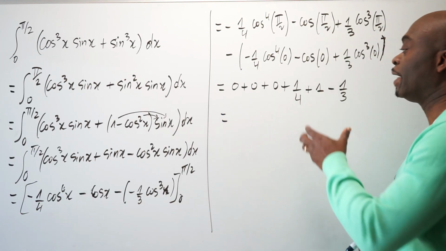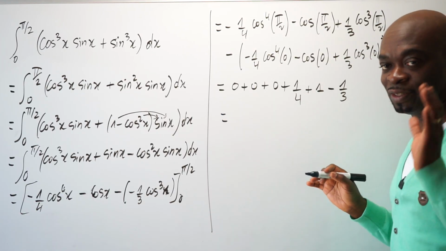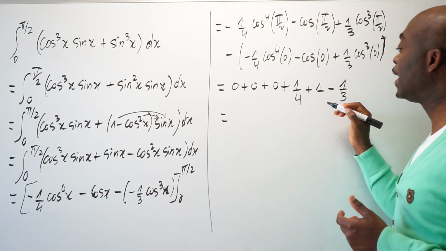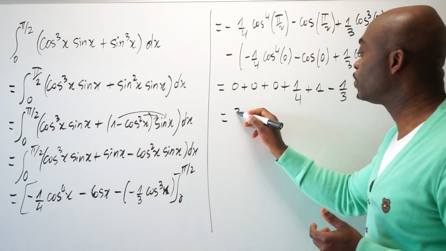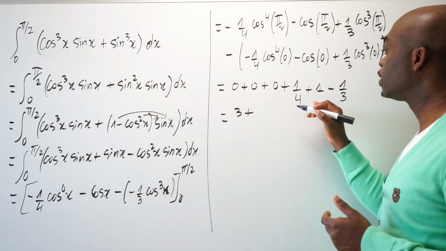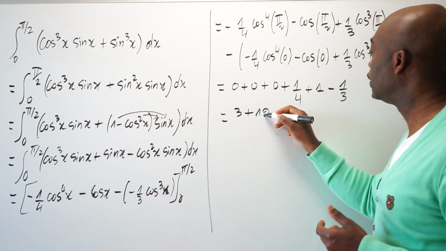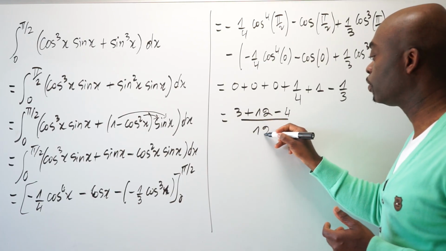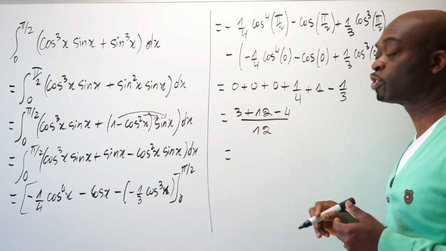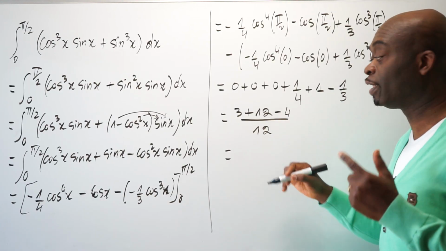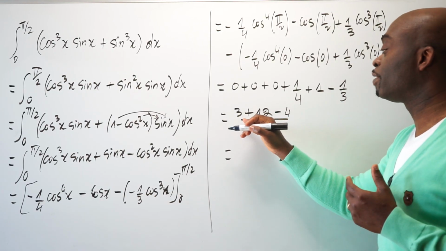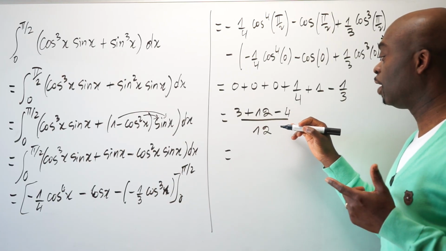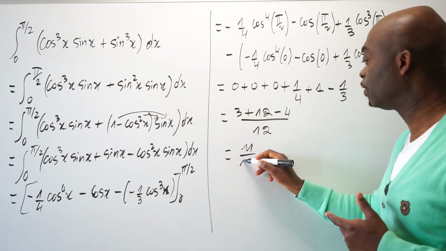Now you just have to combine these three together. You know how to do this. The lowest common denominator is 12. So 3 times 1 gives you 3 on the top, plus 12 times 1 gives you 12, and then 4 times 1 gives you negative 4, all over 12. So 3 plus 12 is, let me correct that, 15, not 5. 15 minus 4 is 11. So you have 11 over 12.